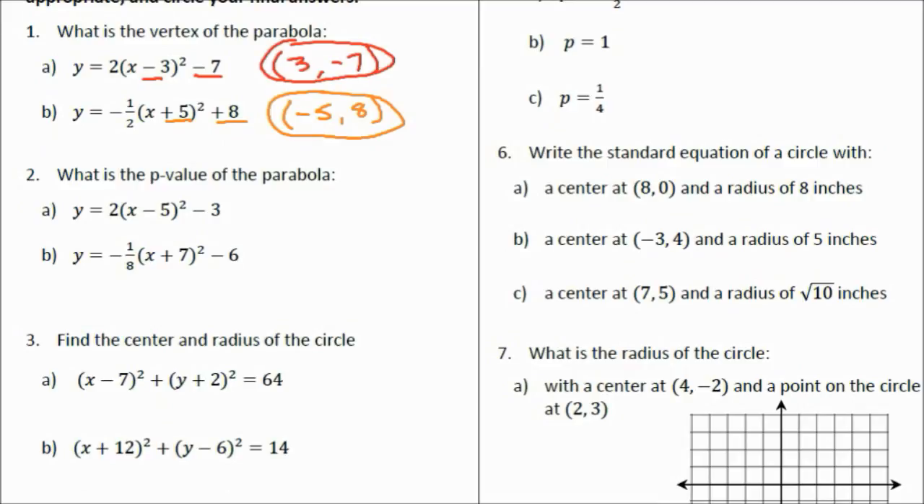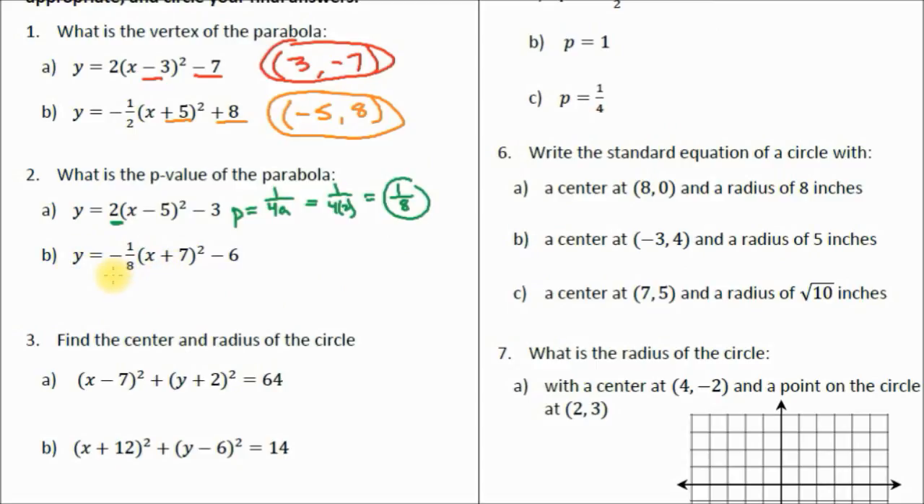Number 2, what is the p-value of this parabola? Well, we find p by using a, and p is equal to 1/(4a). And since we know that a is 2, this is 1/(4 times 2), and this is 1/8. Our p-value for this equation is 1/8.